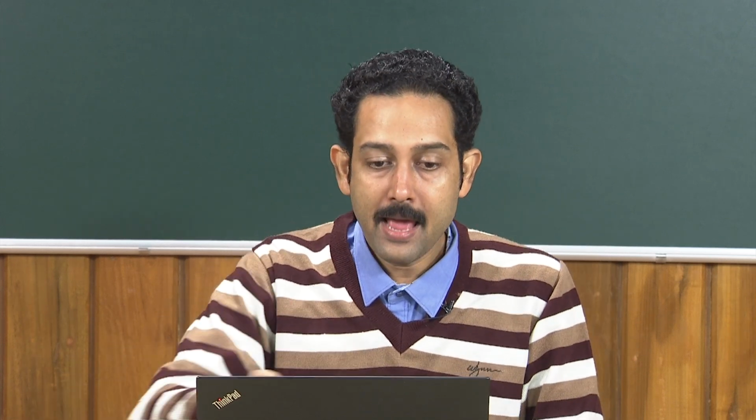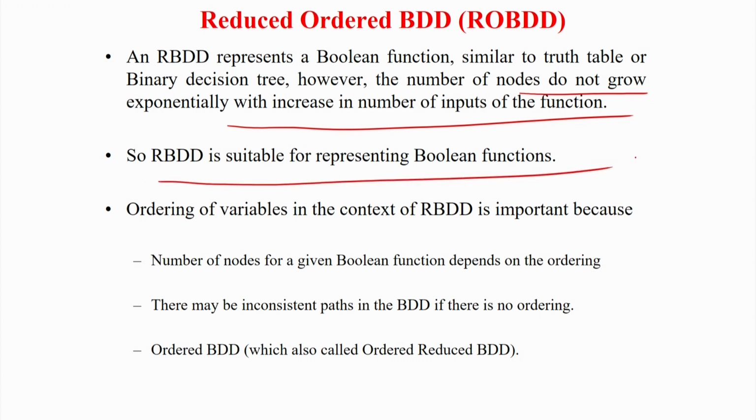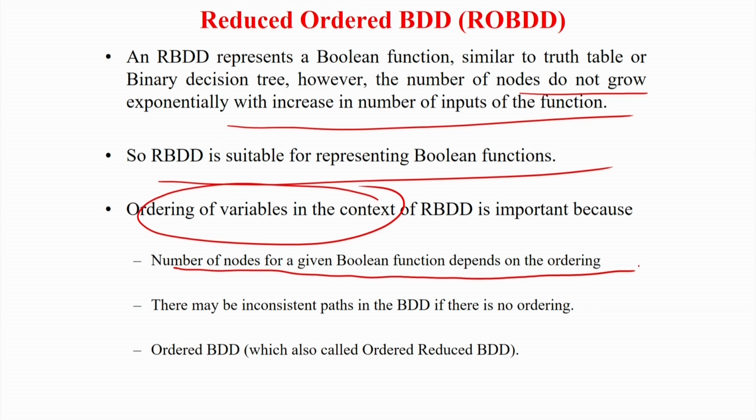So it says that an ROBDD represents a Boolean function similar to a truth table. However, the number of nodes does not grow exponentially with the function. ROBDD is very suitable for representing functions. That is very good. But the ordering of variables in the input is very important, because the number of nodes for a given Boolean function depends on the ordering. That is, if you take a good ordering, the number of nodes in the BDD is less. If you take a bad ordering, it will be very high.